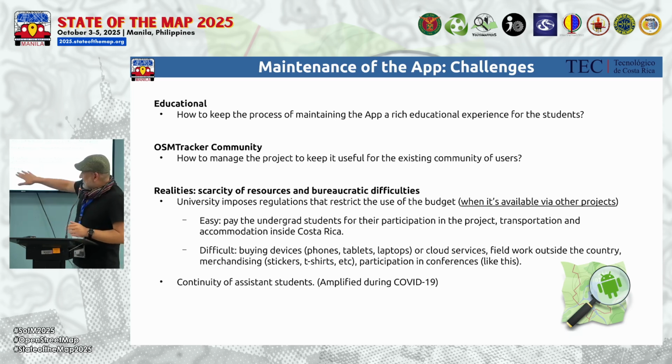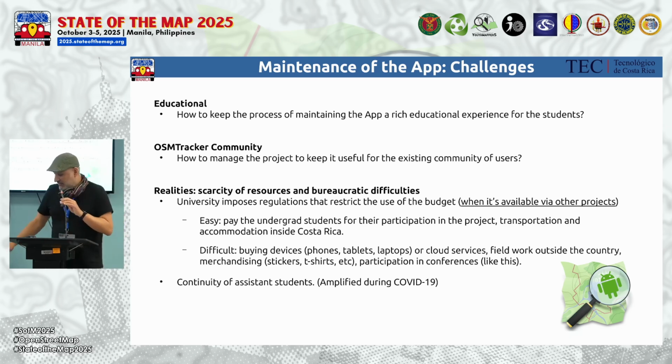And another of the challenges is the continuity of assistant students, because we work with undergrads and they usually graduate. And when they graduate, we need to find new ones. And that's a process that's always a challenge for us, because the new ones come, they don't know how to develop, or they don't know the code in depth. So it's a process where we're always learning how to continue, including more students.